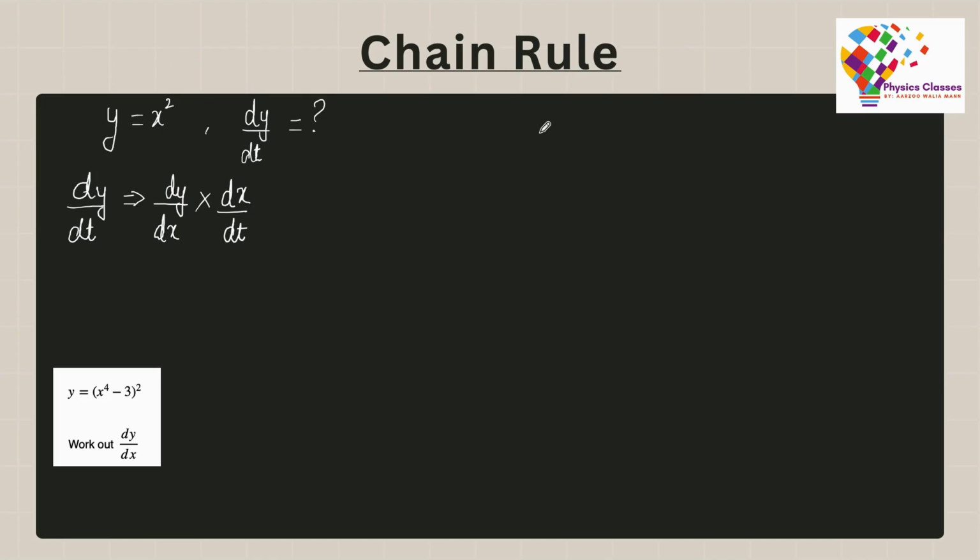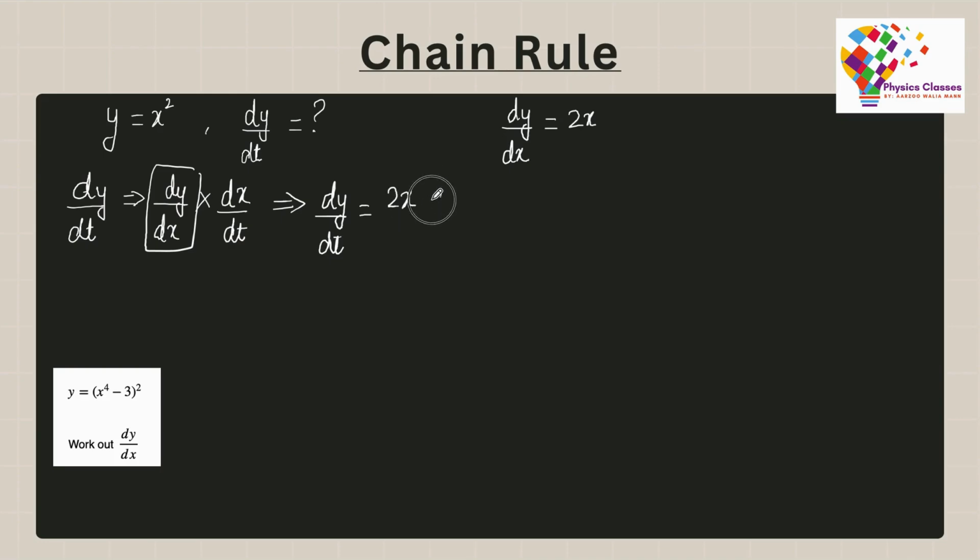So dy by dx I can calculate. Dy by dx for x square would be 2x. So therefore I substitute dy by dx as 2x and I let dx by dt remain the way it is. So dy by dt is 2x dx by dt. So whatever derivative you know, you take that derivative, and the derivative that you do not know, you just let it be the way it is. So I do not know the relationship between x and t, so therefore I let it be the way it is. So I let it be dx by dt.